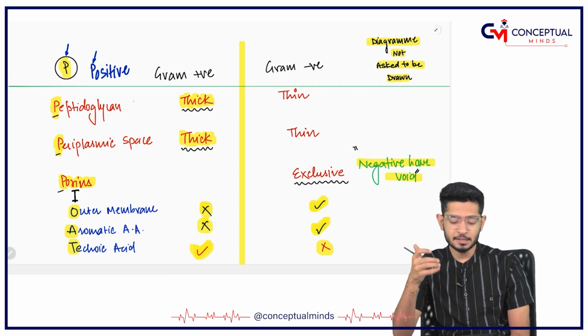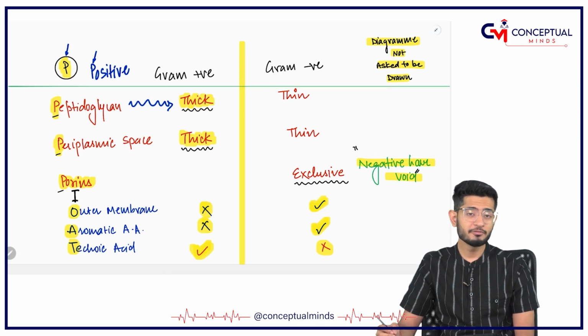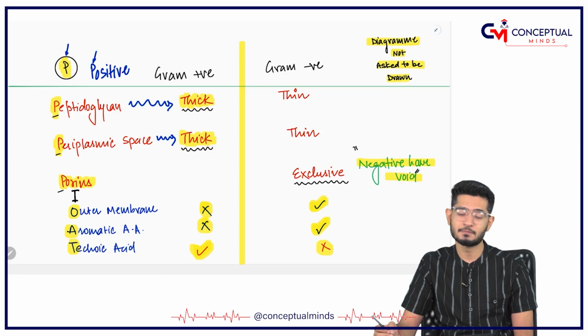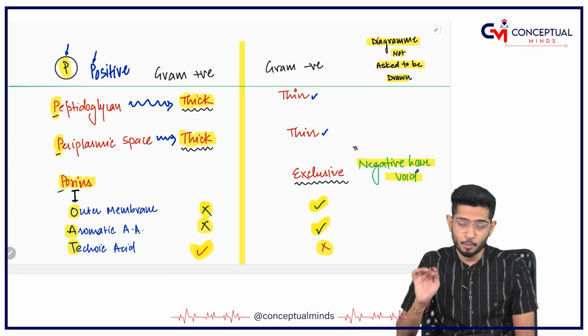So peptidoglycan is there and it is very thick in case of gram-positive bacteria. If I talk about the periplasmic space, it is also very thick in gram-positive bacteria, whereas it is thin in case of gram-negative ones. But remember, porins.